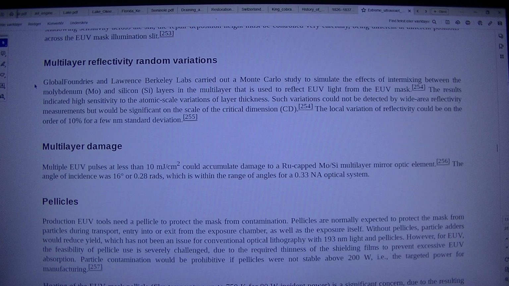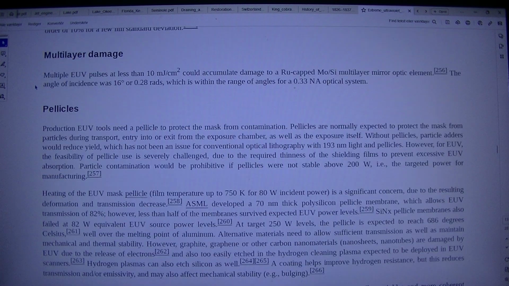255. Multilayer damage. Multiple EUV pulses at less than 10 mJ/cm2 could accumulate damage to a Ru-capped Mo/Si multilayer mirror optic element. 256. The angle of incidence was 16 degrees or 0.28 rads, which is within the range of angles for a 0.33 NA optical system. Pellicles.